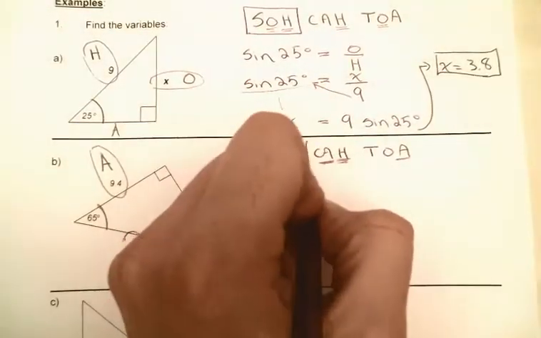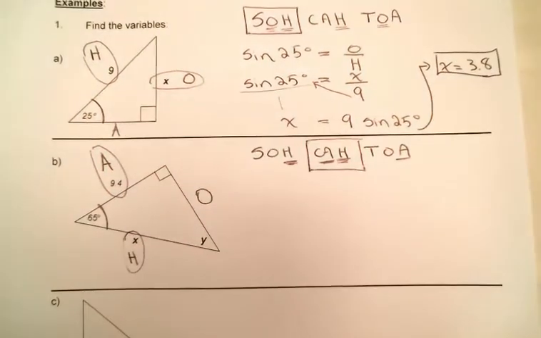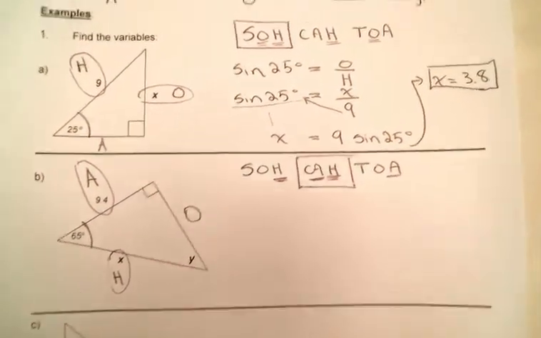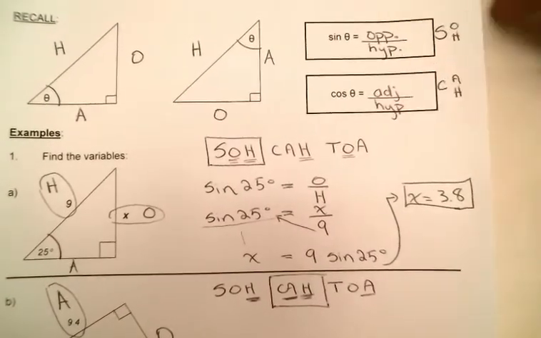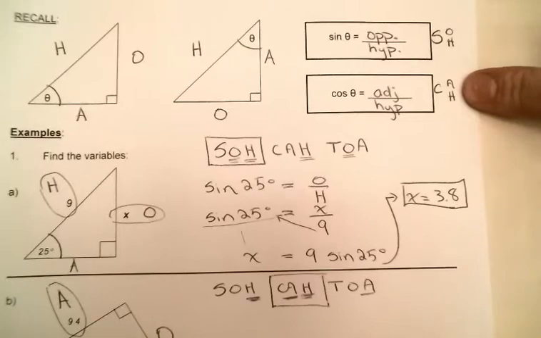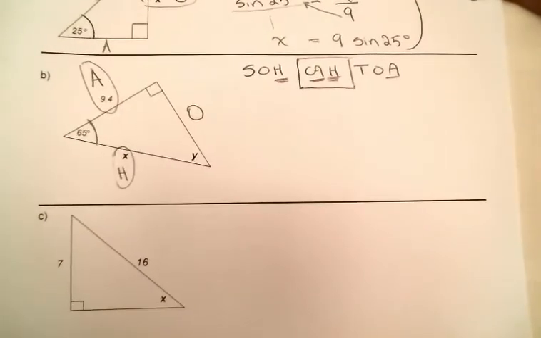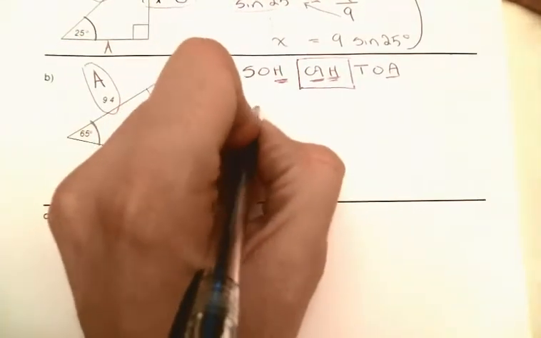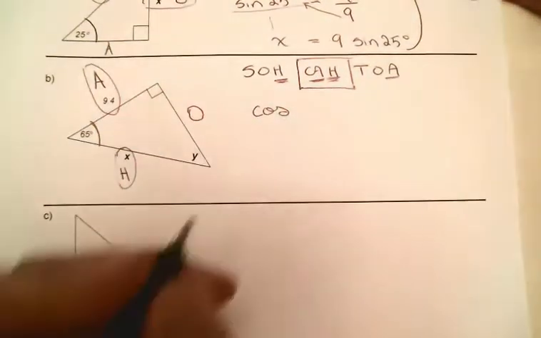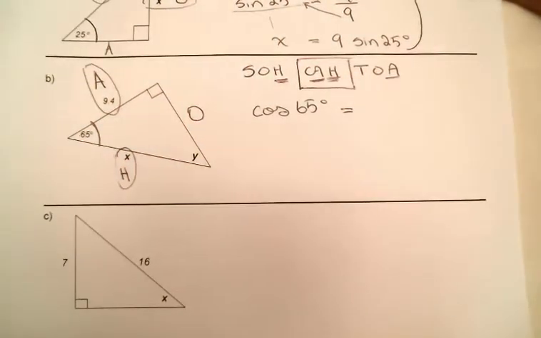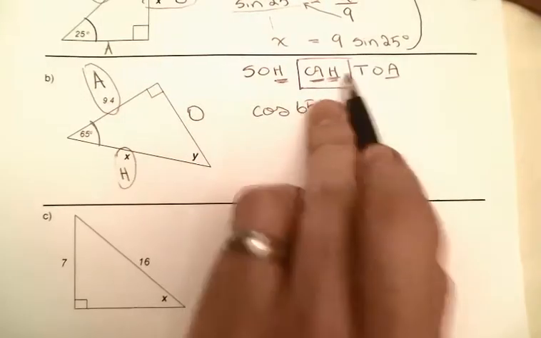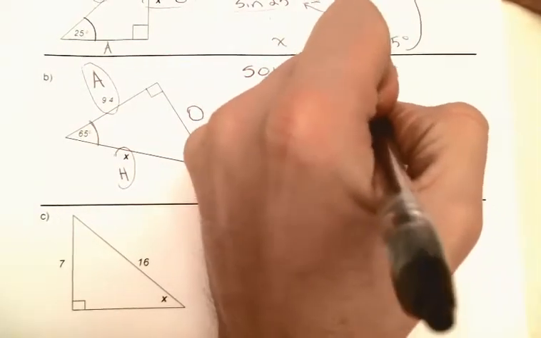And it turns out I want to use the cosine. And I remember the cosine is the adjacent divided by hypotenuse, or this little memory aid, ka, where A is on top of H. And it's time to do the math. So here we go. I'm going to do it a bit quicker this time. Cosine 65 degrees. Okay, I know it's the adjacent over the hypotenuse. So 9.4 over x.